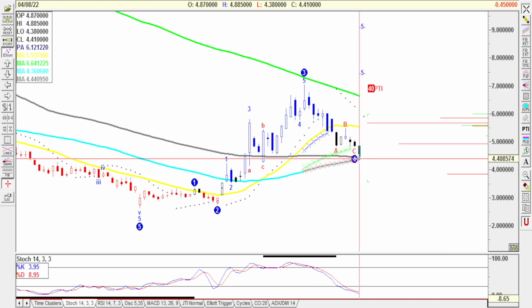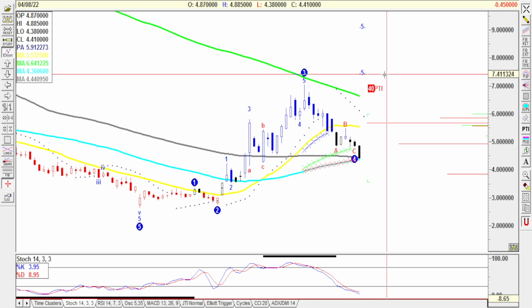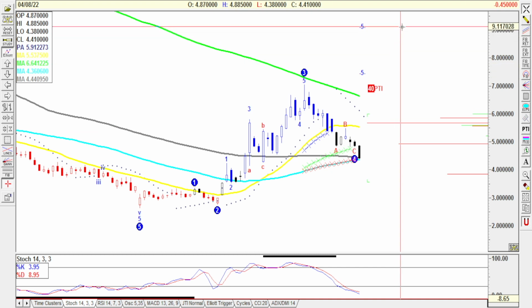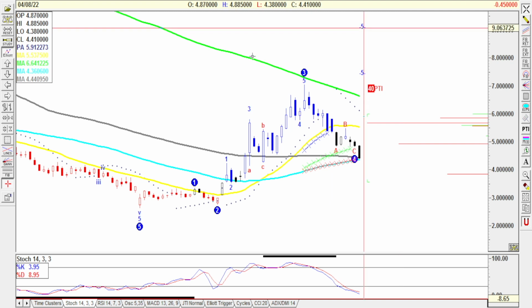If this is going to be a wave 4 playing out somewhere around this week, it needs to hold here. And if we're going to finish in a wave 5, possible targets of a wave 5 are at 7.44 and also this $9.09, somewhere around there.